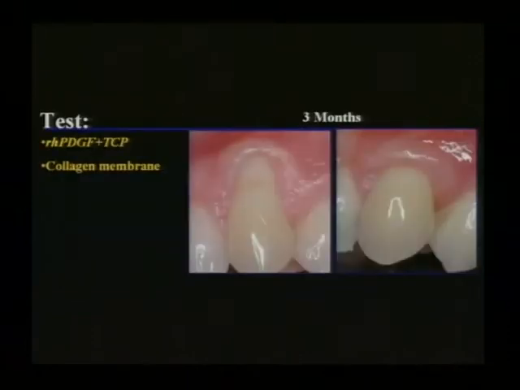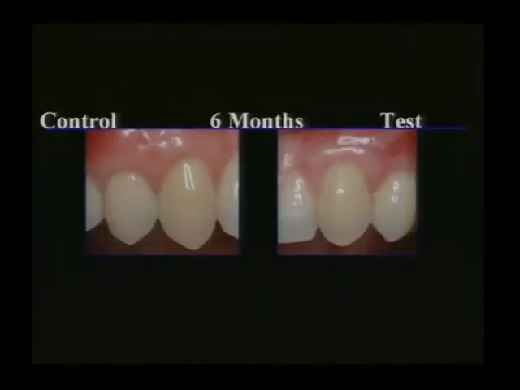And here is our graft at 3 months. Again, I think it's a very nice end result, 100% root coverage, very aesthetic, no visual signs of inflammation, less than 2 millimeters probing depth. And if we compare the two at 6 months, very equivalent results. Beautiful root coverage, nice aesthetics, everything I look for in a graft anytime that I'm doing it.